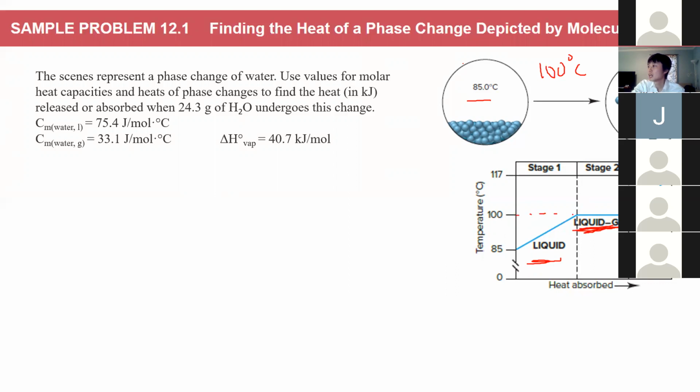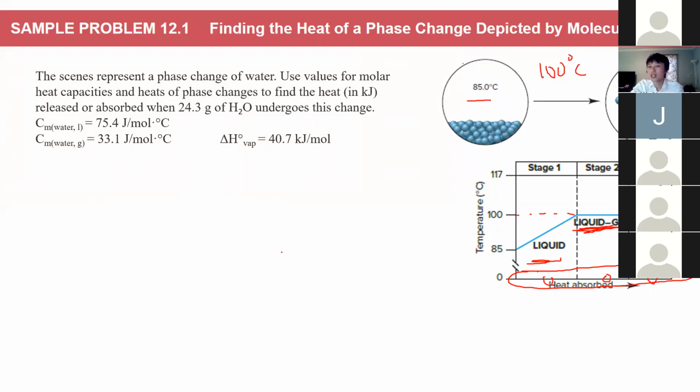And then when all the liquid water molecules become gas, the temperature starts to rise again. So the temperature starts to increase, from 85 all the way to 117. So we want to calculate the heat involved in this change of temperature. So we calculate the heat in each part.